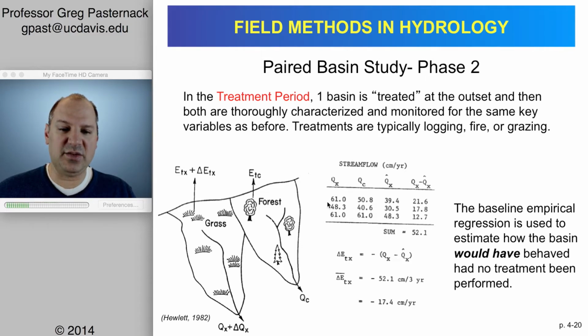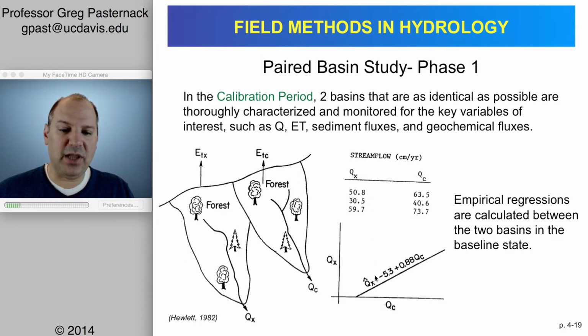The new data is what happened in the experimental watershed, and what happened in the control watershed at the same time. We're going to take the data from the control watershed, apply it to this function that we already established, and get our prediction of what would have happened in the experimental watershed had we left it alone. That's QX hat. This is the essential concept.